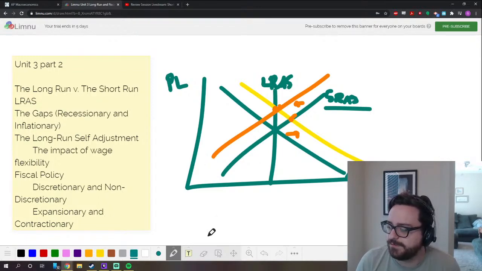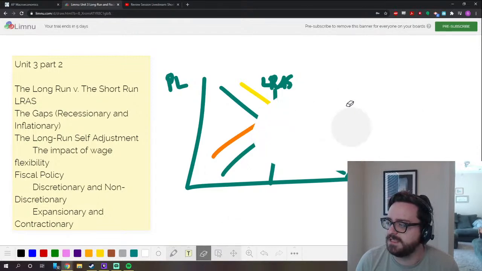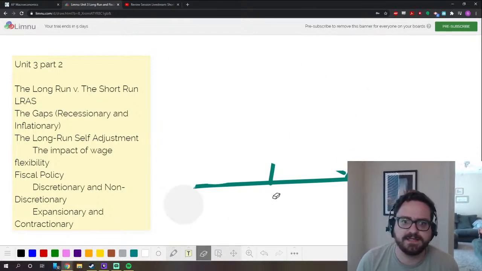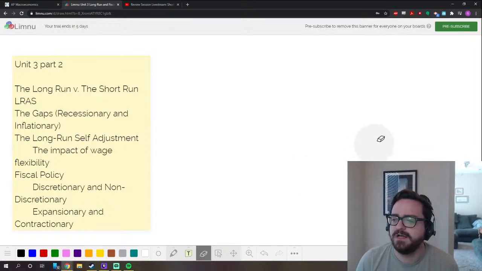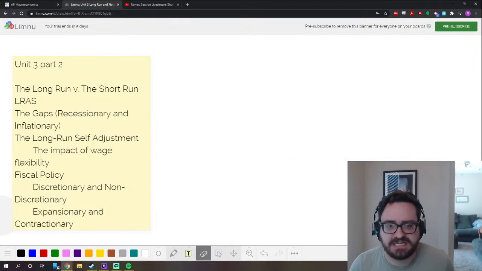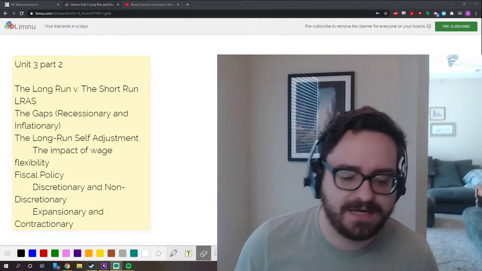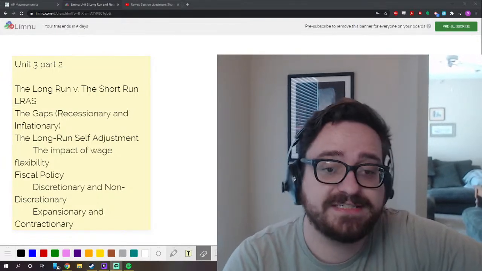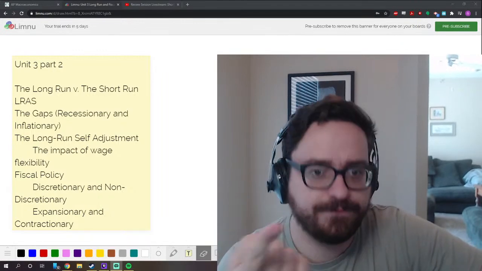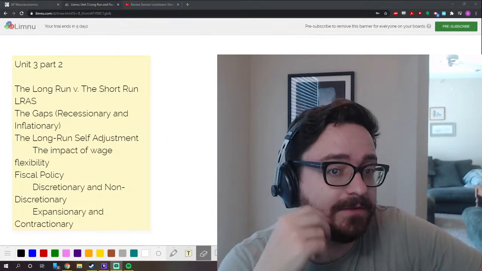All right, last bit of review from a content standpoint: fiscal policy. This is relatively easy, I think, so let's see if I can nail this really well. Fiscal policy. I'm going to make myself bigger because I don't even need to draw anything for this. Fiscal policy is actions taken by the government that are meant to stabilize the economy. They're trying to get to full employment.